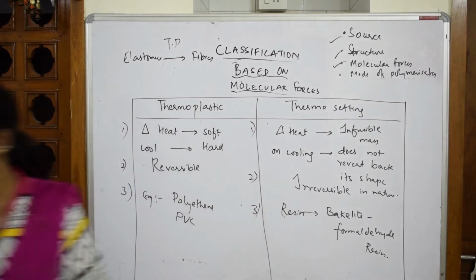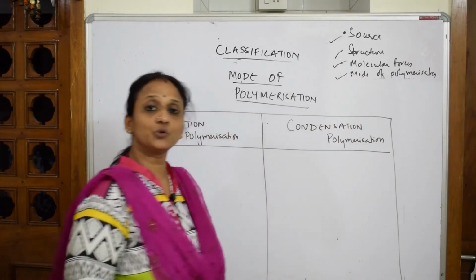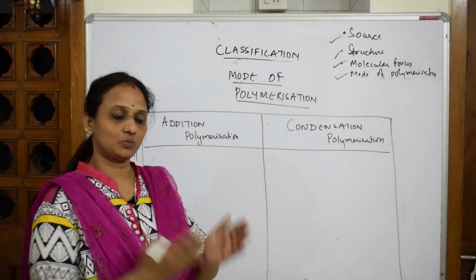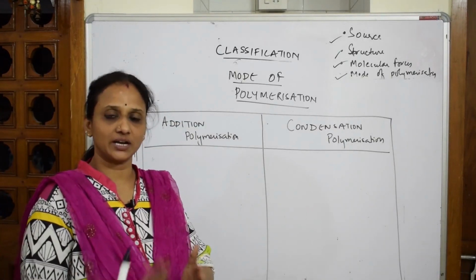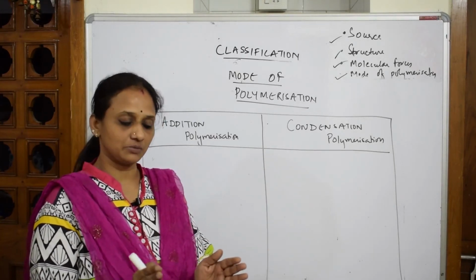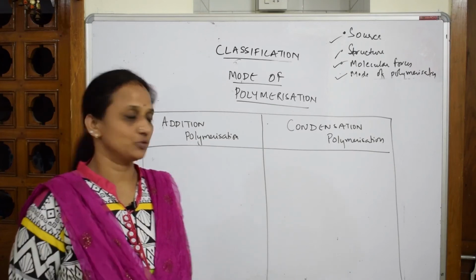Let us come back and see the last type of classification, that is based on mode of polymerization. If it shows addition type, one after the other is added, that is a mode. And condensation: two bifunctional or trifunctional monomers condense, and every time a water molecule, HCl or ammonia is removed. Let us write.